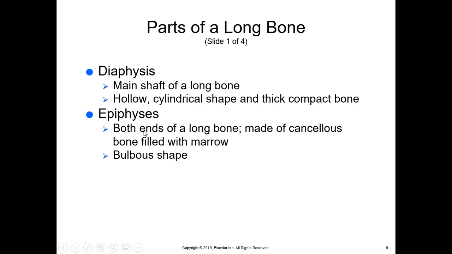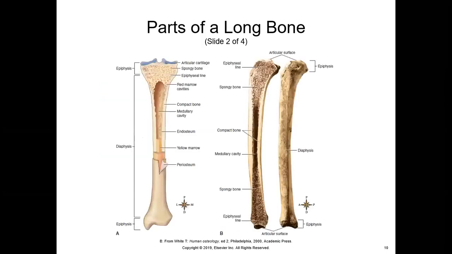The epiphysis is on both ends of a long bone. The epiphysis is made up of spongy bone filled with bone marrow. The function of the diaphysis is to provide strong support without a whole lot of weight. And the epiphysis provides attachments for muscles, and it gives stability to joints. Here's a picture: see the epiphysis on the end, spongy bone. It has two epiphyses, and it has the diaphysis, which is the shaft.